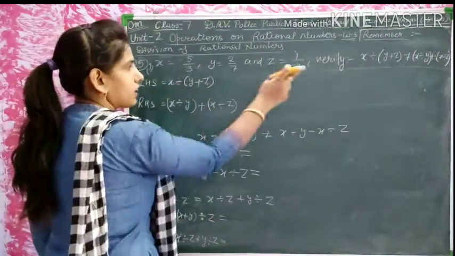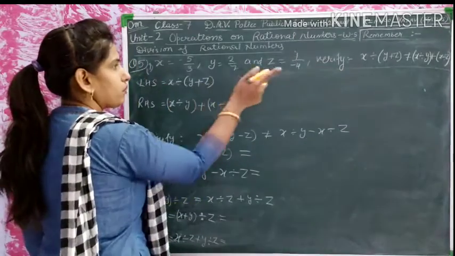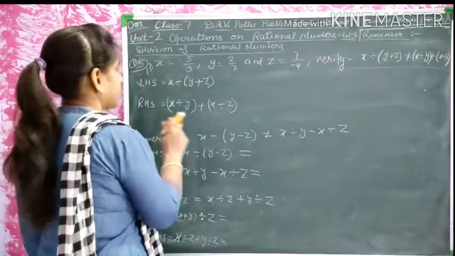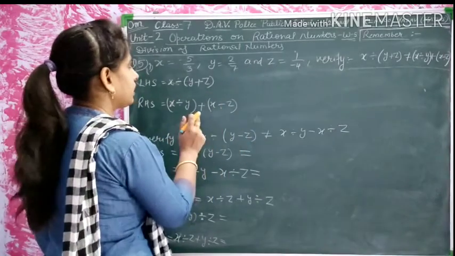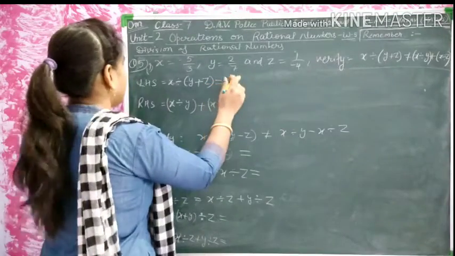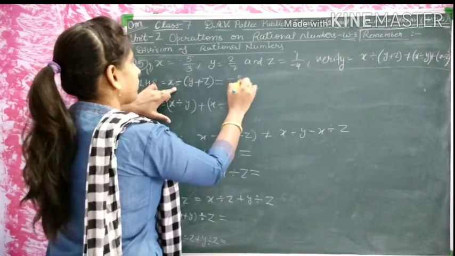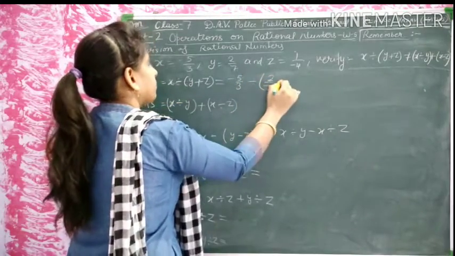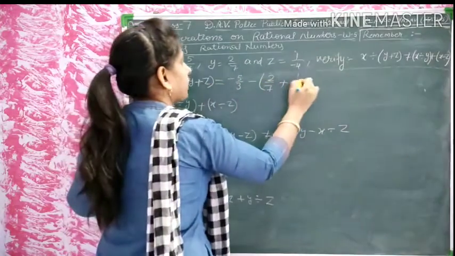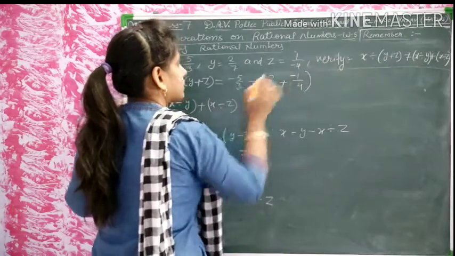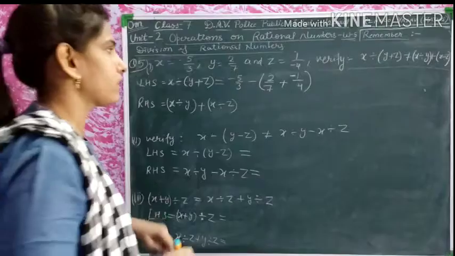So students, let's see there. The LHS side is x divided by (y plus z), and the RHS is x divided by y plus x divided by z. Let's see: x is equal to minus 5 by 3, y is 2 by 7, and z is 1 by minus 4, and we will get minus in the standard form, so we write it as minus 1 by 4.